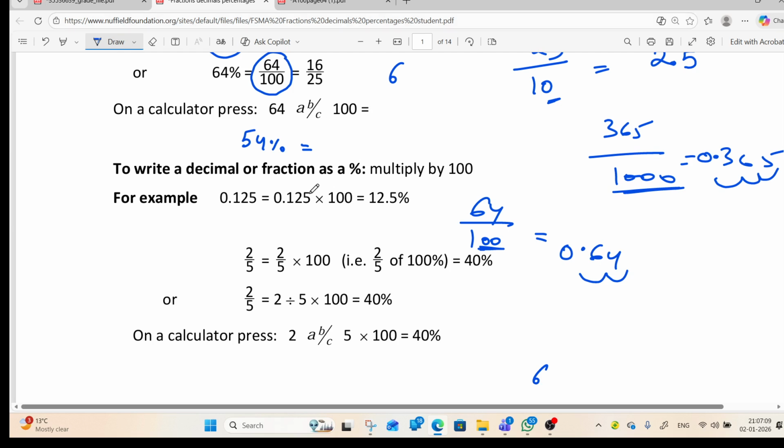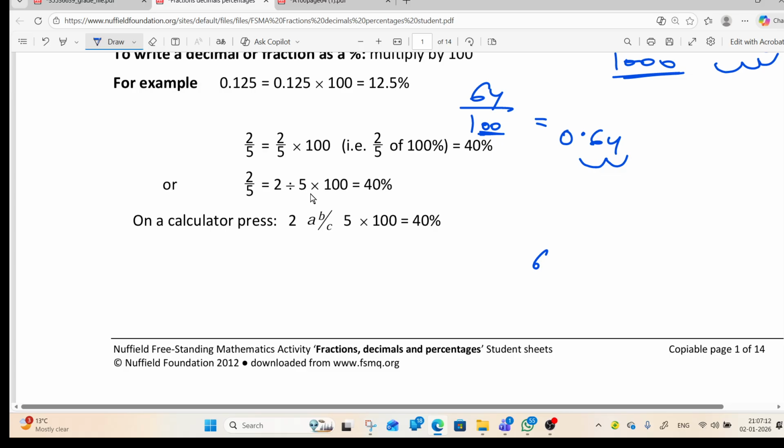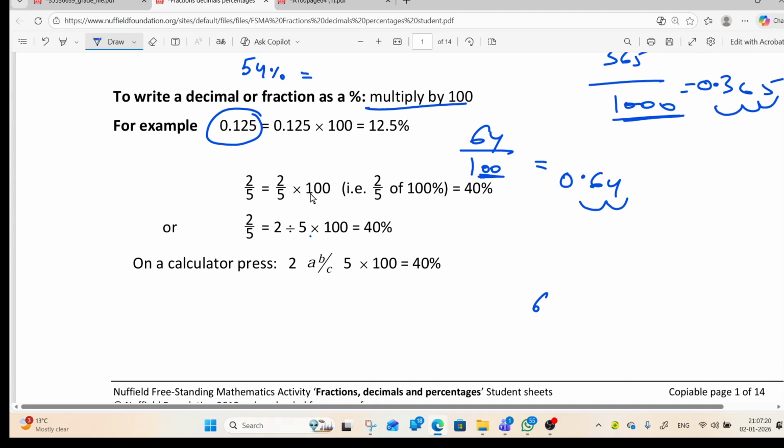Now let's see how to convert a decimal into percentage. To convert any number into percentage, you need to multiply it by 100. For example, 0.125. Multiplying a decimal number by 100 means you need to move the decimal towards the right by 2 digits, because there are two zeros. If you move it, the decimal would come here after 12, right?